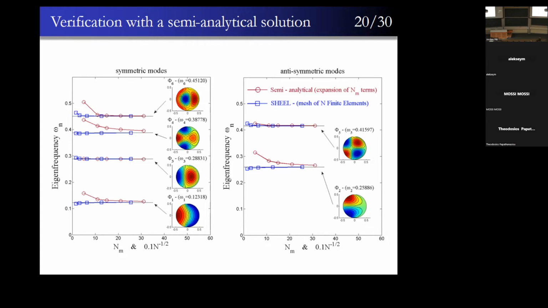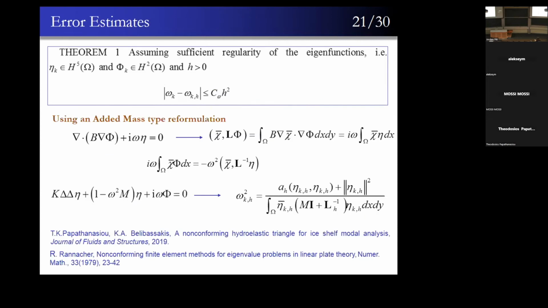Good approximation, actually. The finite element model converges very fast to the actual solution and is very robust. We have also error estimates for the eigenfrequencies, also for the eigenperiods and, of course, the eigenforms. The error reduces with the characteristic size of the mesh squared.